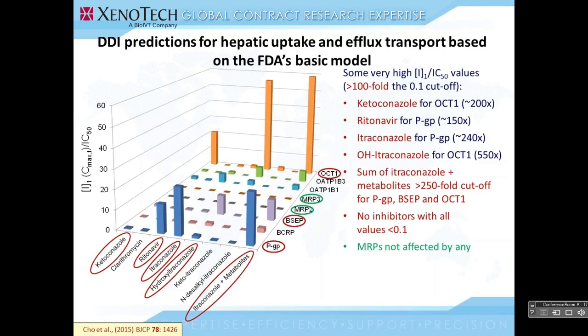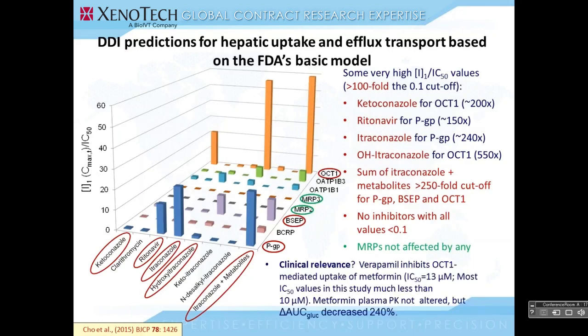It's important to note that Key's paper says that the itraconazole metabolites can contribute to 40 to 50% of the overall impact on cytochrome P450 inhibition after multiple doses. So we can see here there's the potential for these compounds to also have an impact on drug transport as well. We saw, again, none of the MRPs were affected by any of the compounds that we tested.